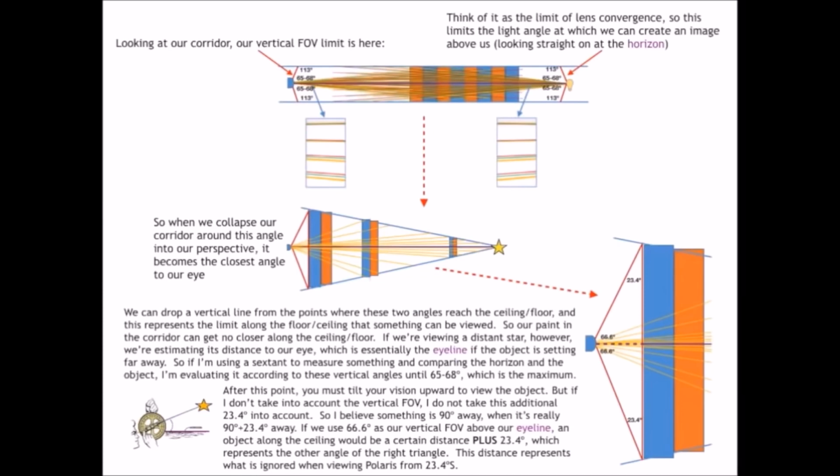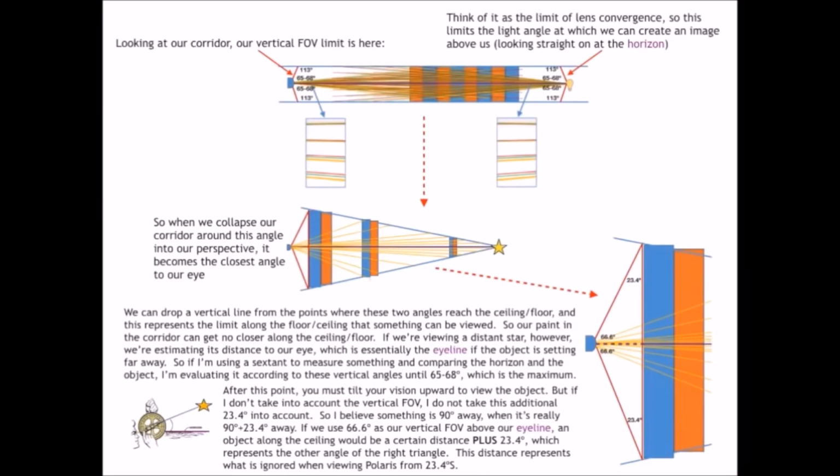So again, our paint strips that are attached to the ceiling or floor may limit there, but looking straight on at an object, we still get an additional 23.4 degrees of vision. So if we're viewing a distant star, however, we're estimating its distance to our eye. So it's essentially our eye line if the object is sitting far away, right? So it is taking into consideration that 23.4.